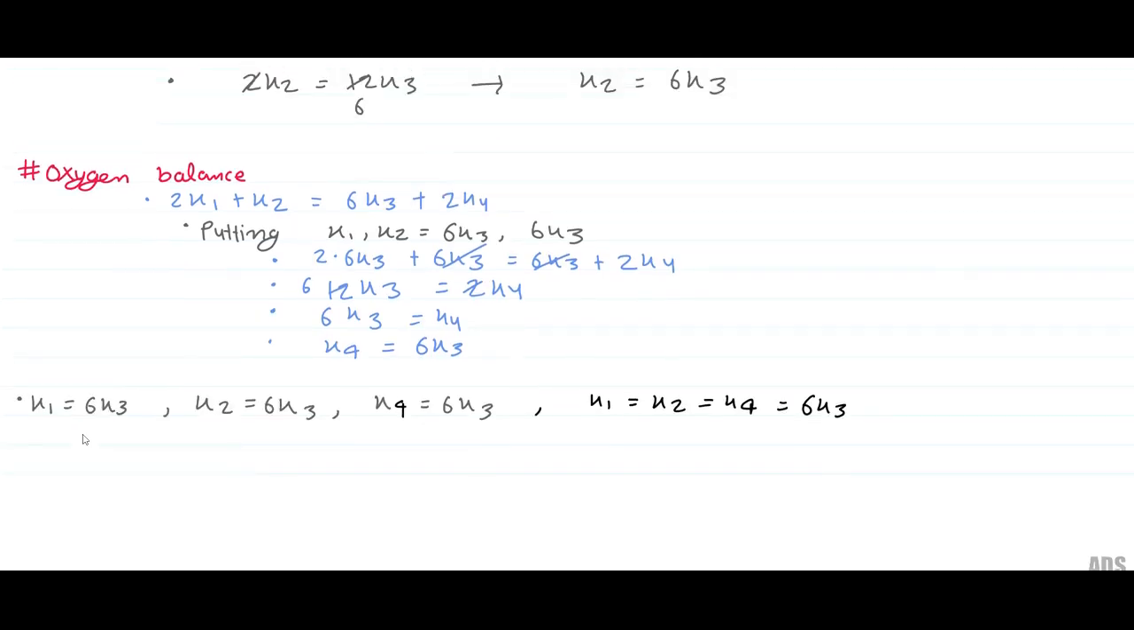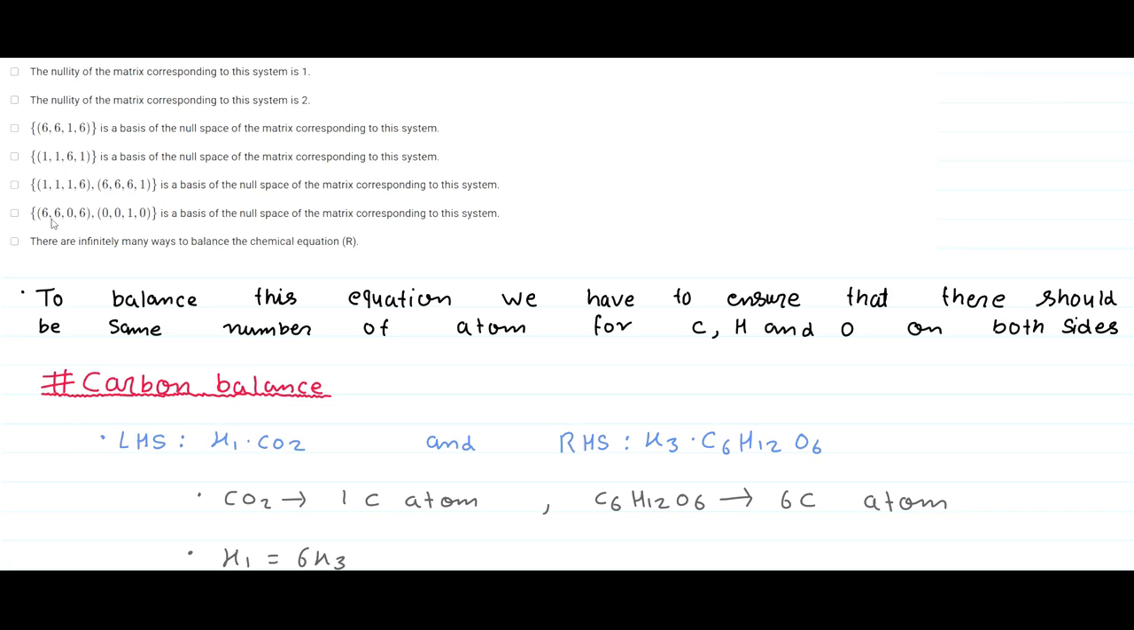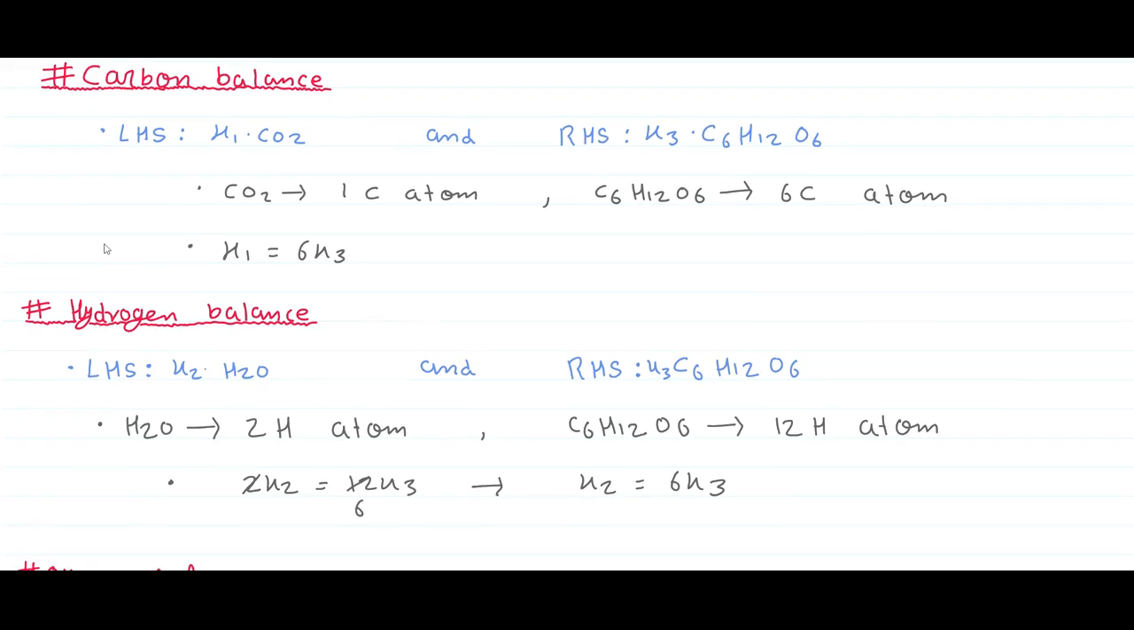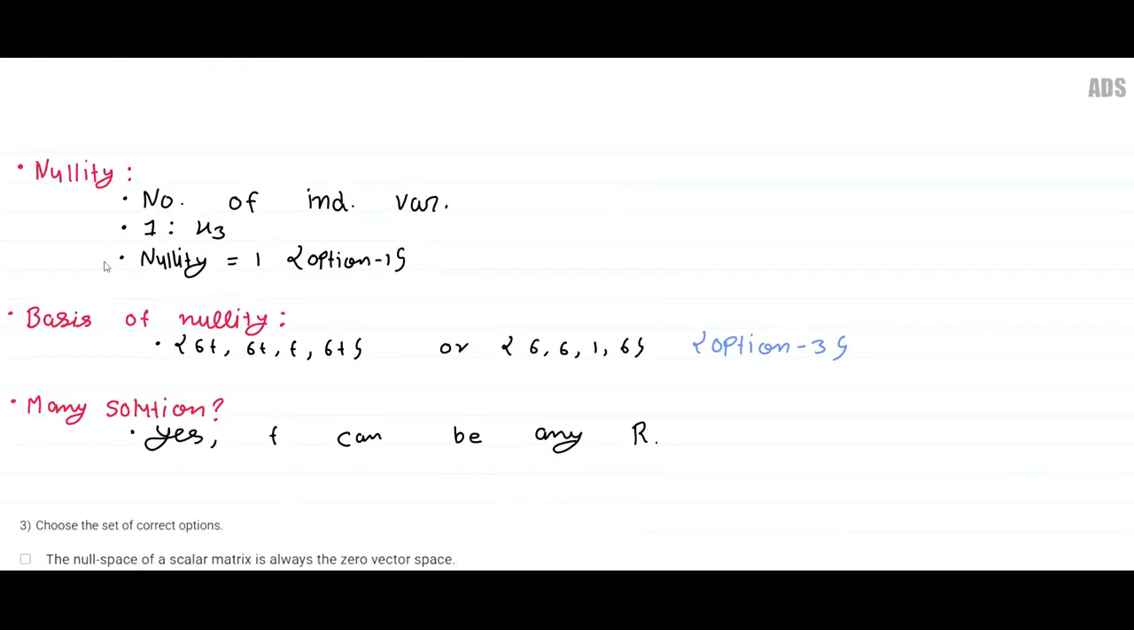The fifth and the sixth options are going to be wrong because the nullity is only 1. So, the null space can contain only one basis vector. But in both options, the basis of the null space contains two vectors. Hence, both the options are wrong. Now the seventh option asks whether it has many solutions or not. So yes, it is going to have many solutions because t can be any real number. Hence, the last option is also correct.